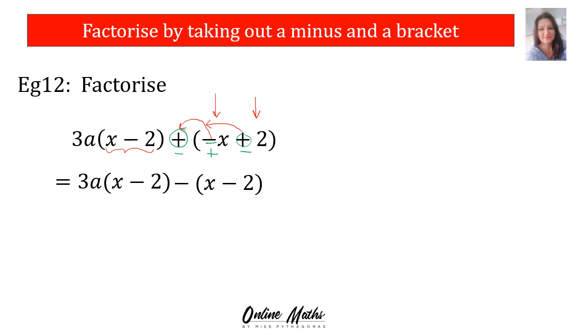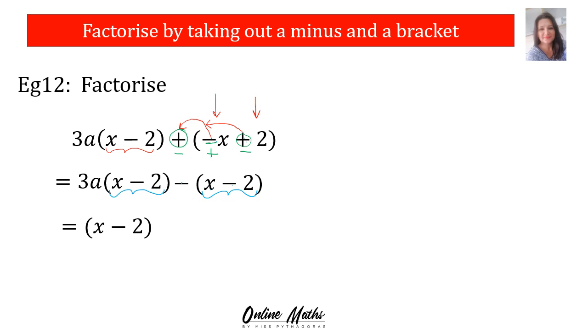And now we can also quickly, let's do this in blue, multiply this back in our heads. A minus times x is minus x, yes. Minus times negative 2 is plus 2, yes. All right. So now we can factorize by taking out the x minus 2. They look exactly the same. So we factorize, we take it out, x minus 2.